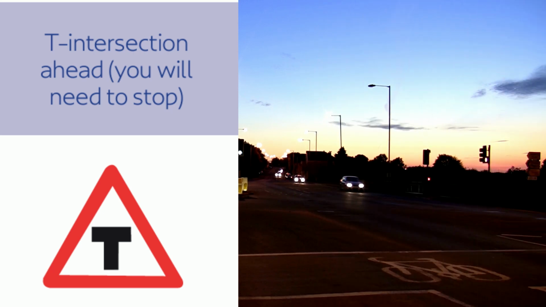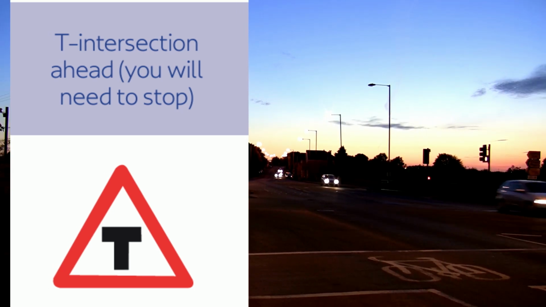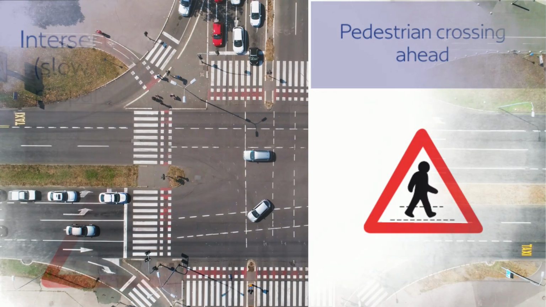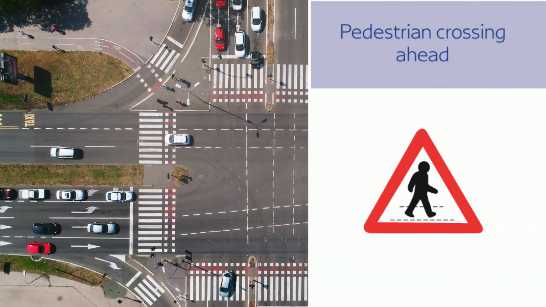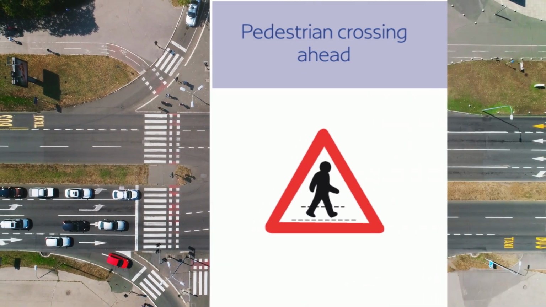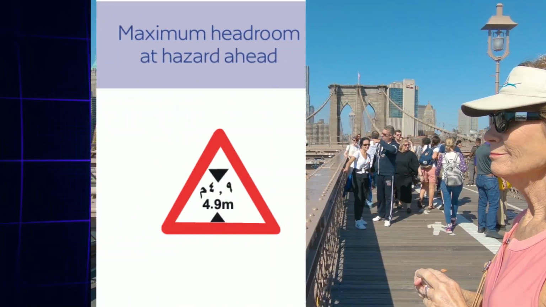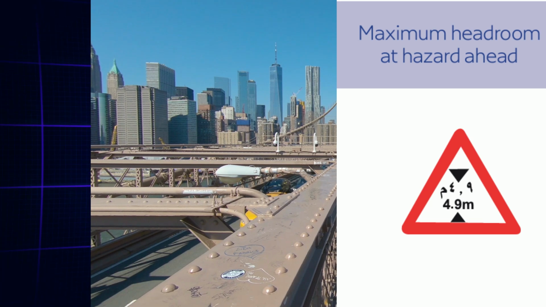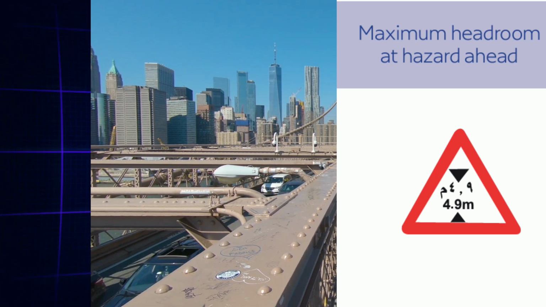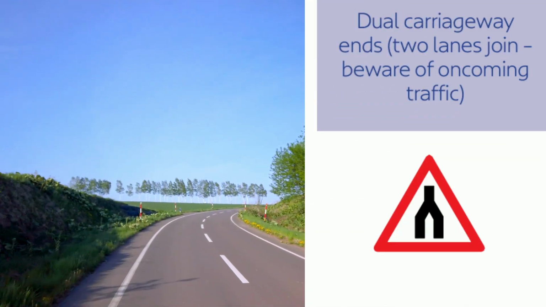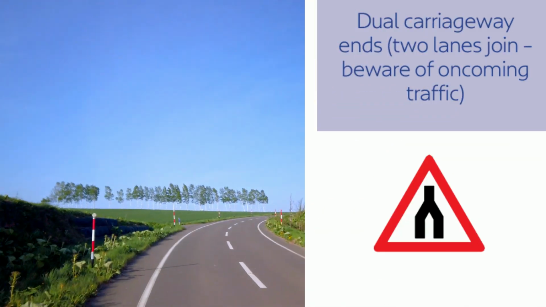T intersection ahead. Intersection ahead. Slow down and prepare to stop. Pedestrian crossing ahead. Two-way traffic. Maximum headroom, or we can say maximum height 4.9 meters. Dual carriageway ends, or two lanes joining into one.